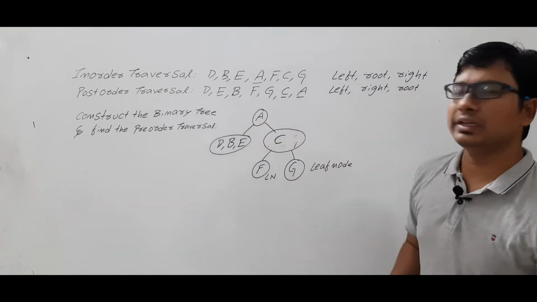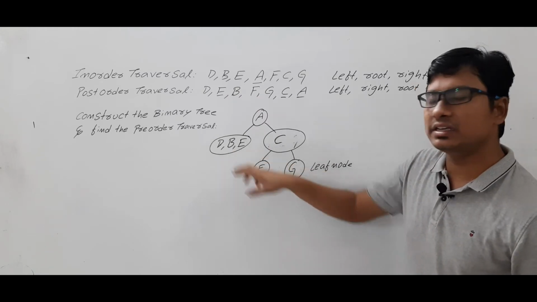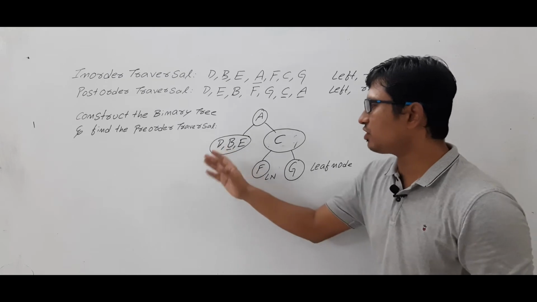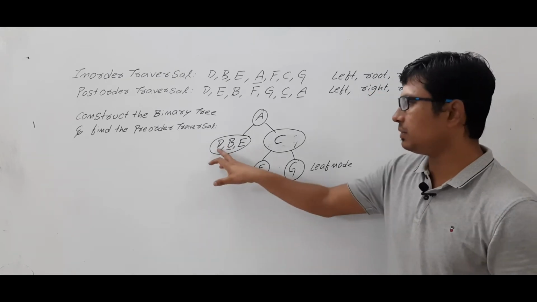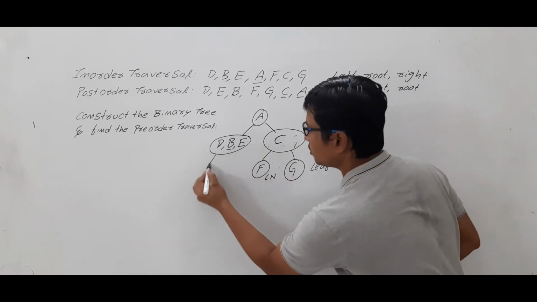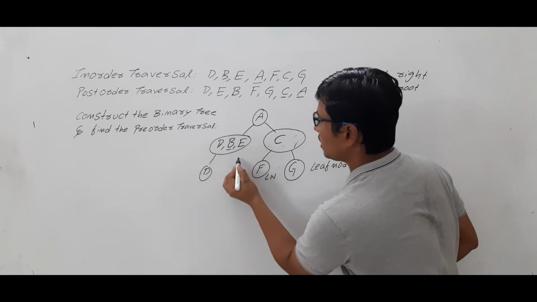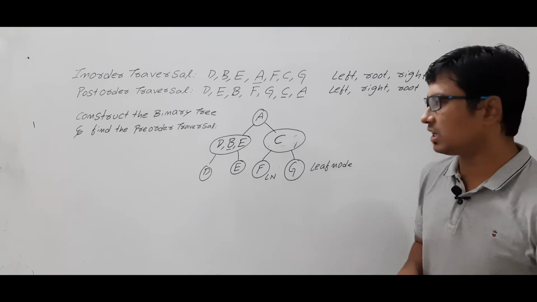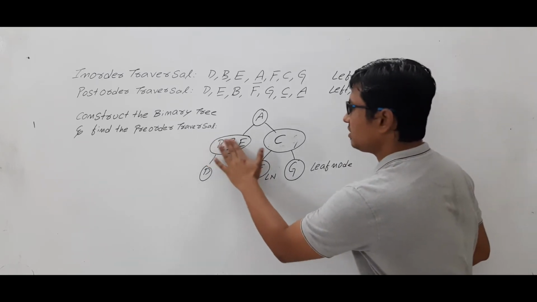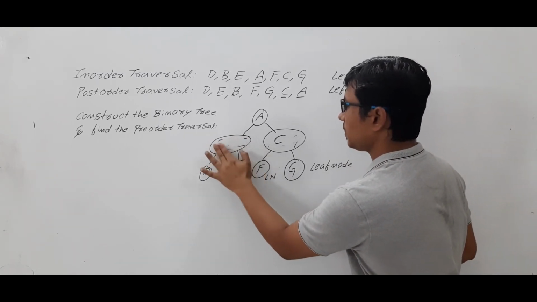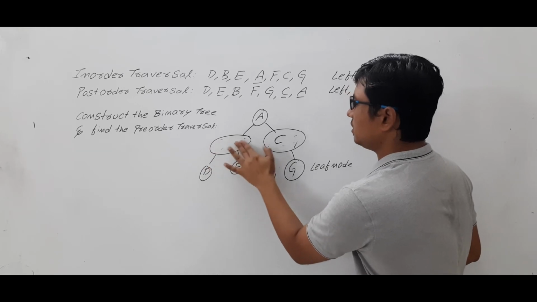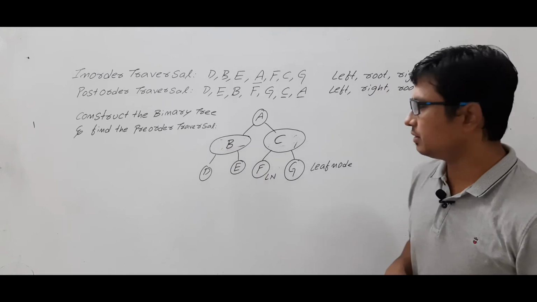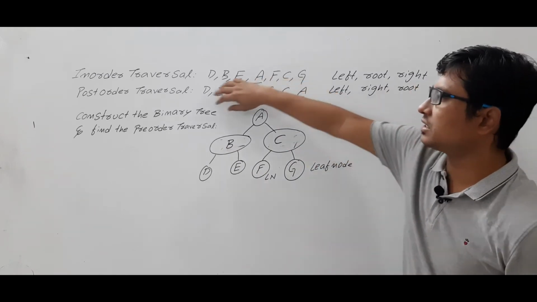Now, next is B. So, find out where B is. B is here. So, B is the parent. To the left of B, you have an element called D. So, it will fall in the left subtree. To the right of B, you have an element called E. So, it will fall in the right subtree. So, B is the parent. So, we constructed the binary tree.